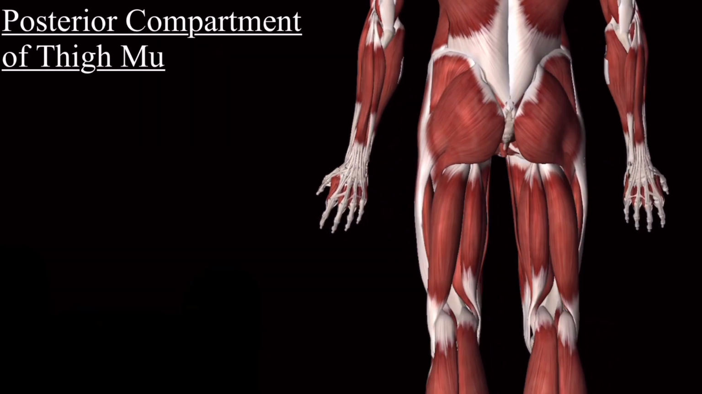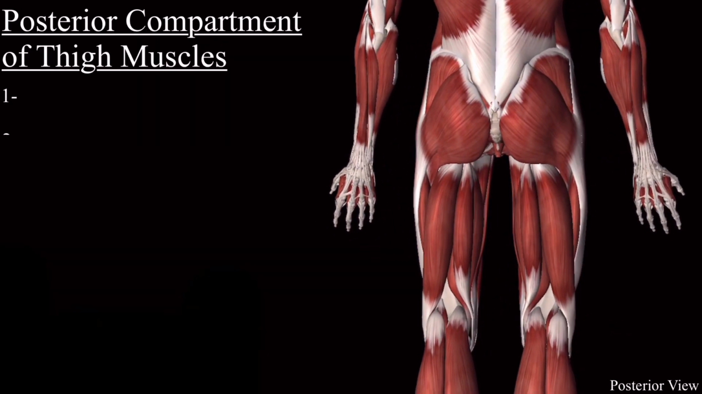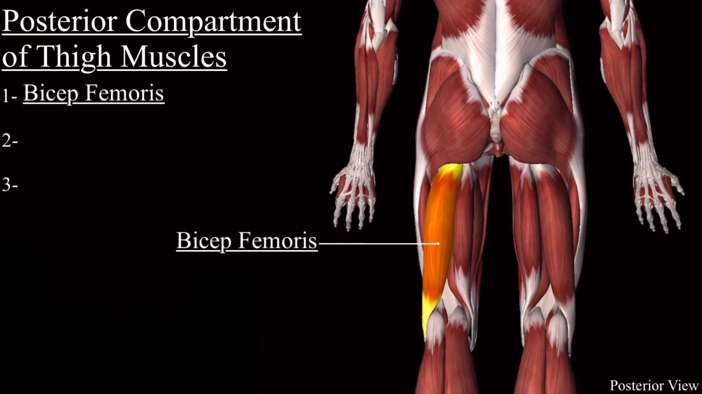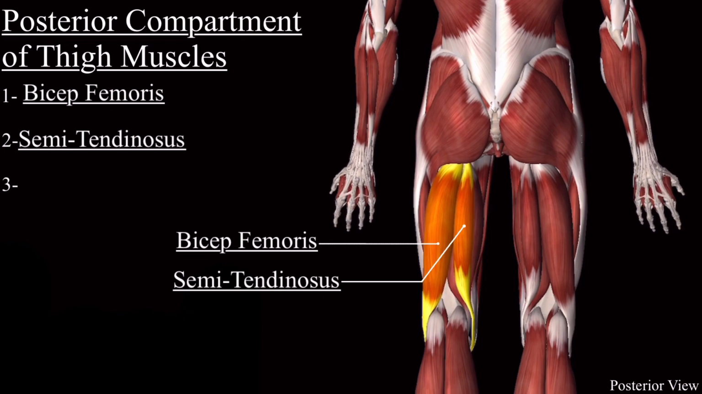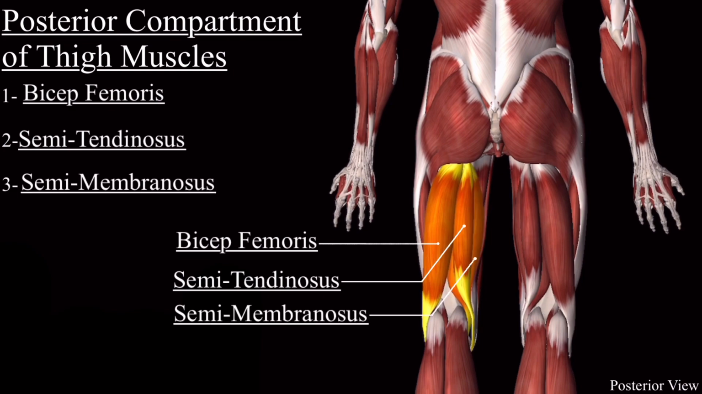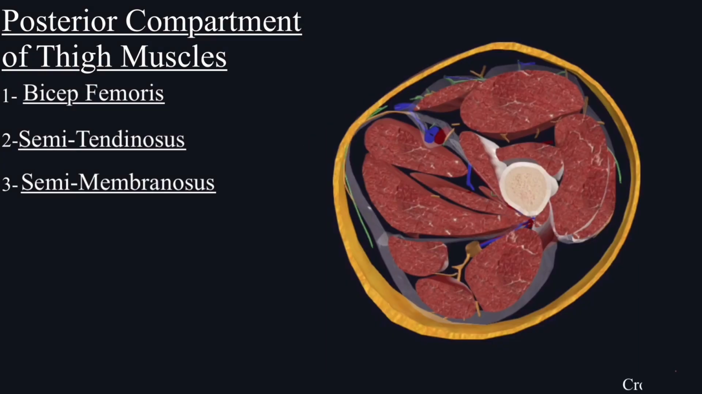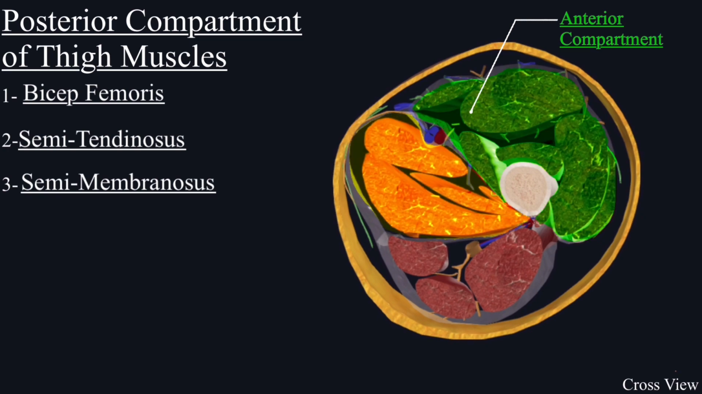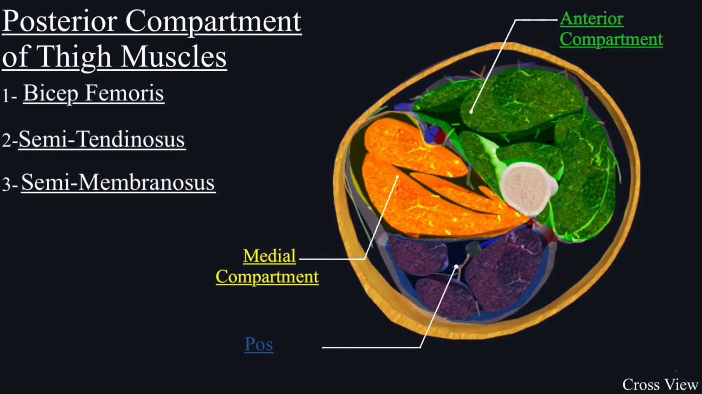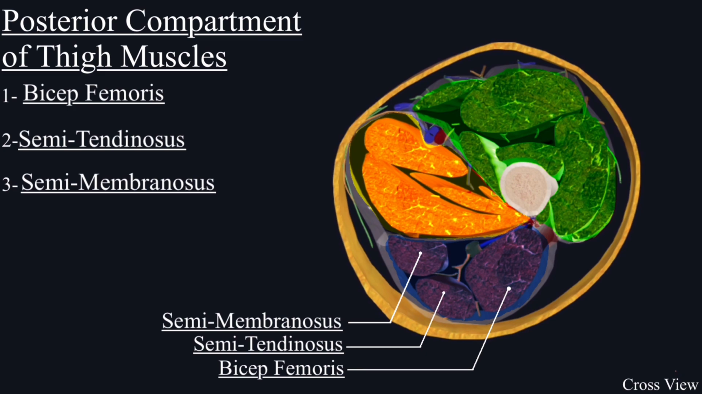Posterior compartment of the thigh includes three muscles: biceps femoris muscle, semitendinosus muscle, and semimembranosus muscle. Now if I show you the cross section of the thigh, then you can appreciate the anterior compartment, medial compartment, and the posterior compartment. And in the posterior compartment are present these three muscles.